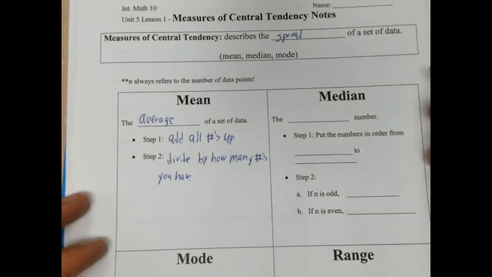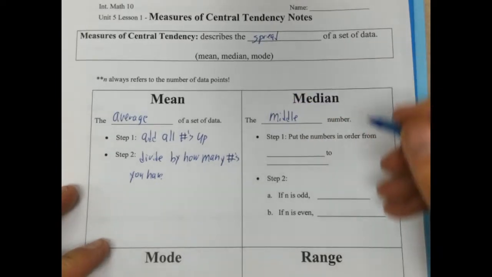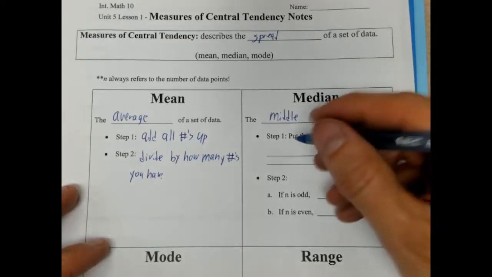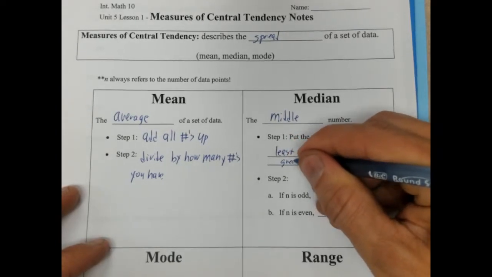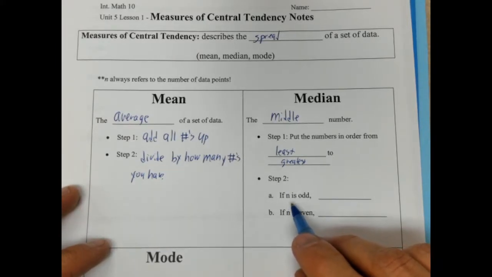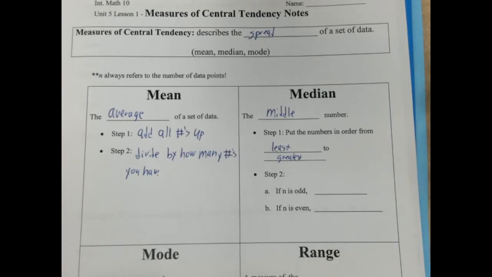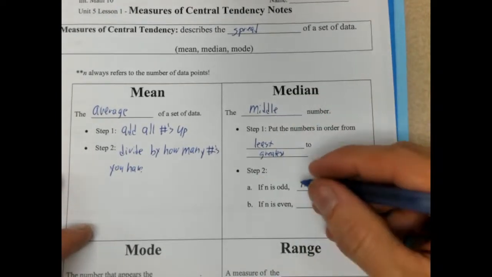Okay, the median is the middle number. The number that's actually located in the middle. Step one, you're going to put the numbers in order from least to greatest. And n, by the way, is the number of data points, number of entries. If n is odd, if there's an odd number of values, then it's going to be the middle number, like the actual number is in the middle.